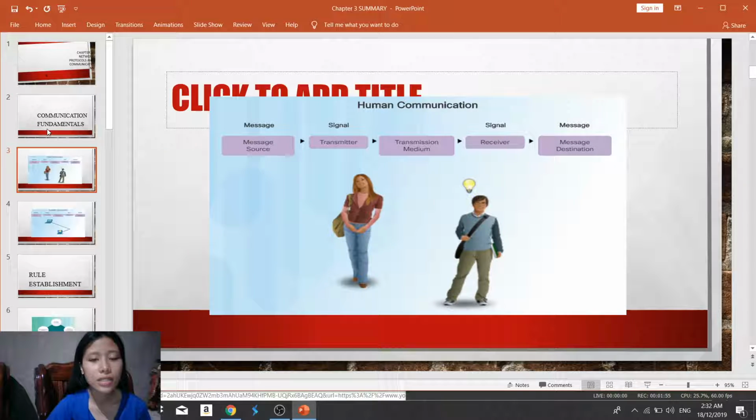So as you can see here, it is human communication. In human communication, we have the message, signal, message source to transmitter to transmission medium to receiver, and lastly message destination. But before that, we have the role of establishment. The protocol must account for the following requirements: an identified sender and receiver, common language and grammar, speed and timing of delivery, and confirmation or acknowledgement requirements.